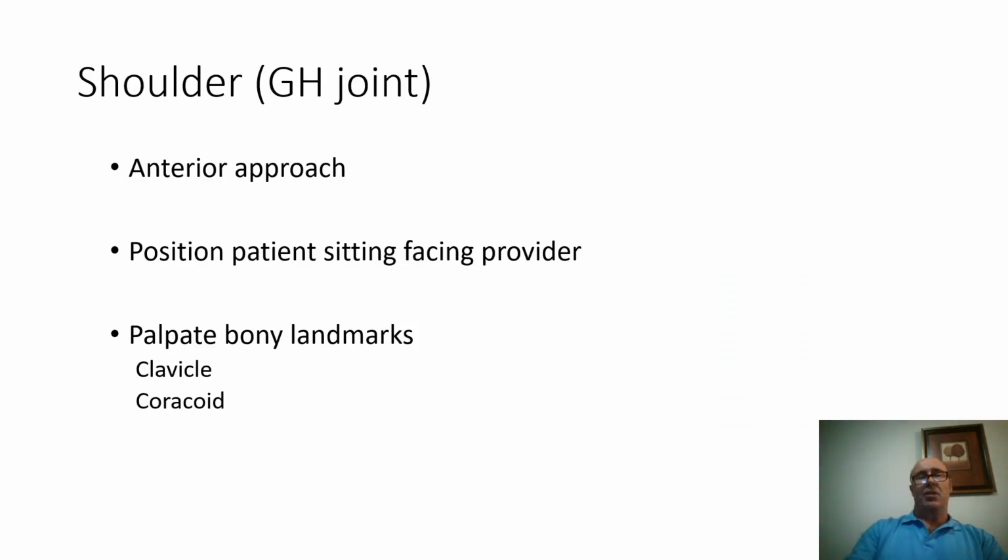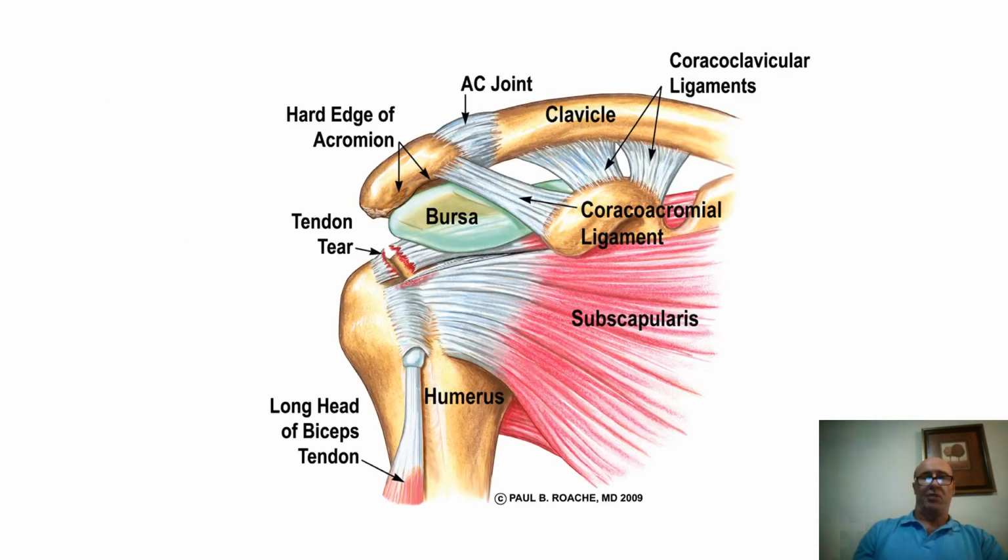Shoulder is a very commonly injected joint, and there are various described techniques of injecting the glenohumeral joint. An easy one is the anterior approach, sitting facing the patient. You want to palpate your bone marks. Have an appreciation for the acromion and the coracoid, and those are easy to palpate even in a very obese patient.